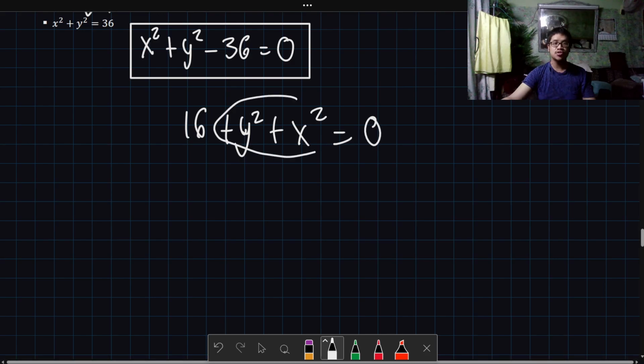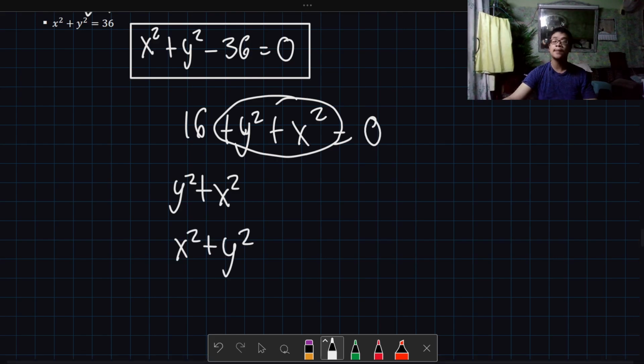So since these two terms have the highest exponent, they shall be put in the first place. We can put either y squared plus x squared or x squared plus y squared. It's up to you. Actually, they're both correct. But commonly, we often start with x. So we put x squared, then plus y squared.